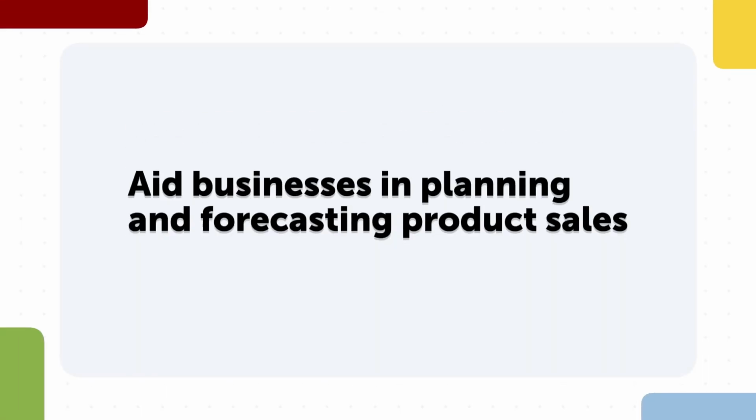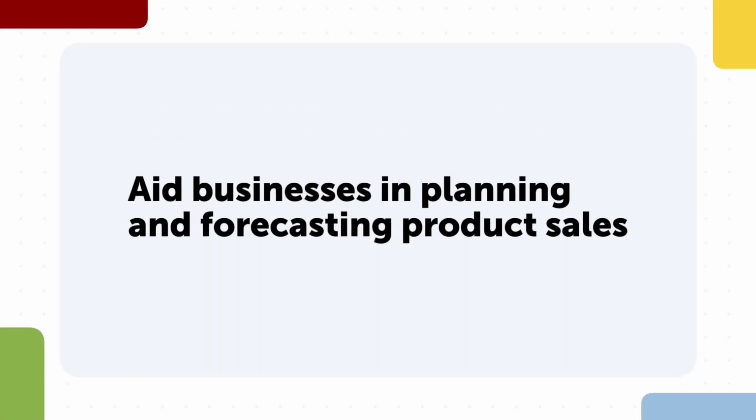The main purpose of understanding the product life cycle is to aid businesses in planning and forecasting product sales, which is crucial for managing resources effectively. Additionally, the product life cycle provides insights into cash flow and profitability at the different stages of the product's life.